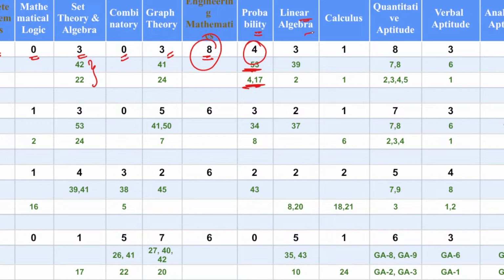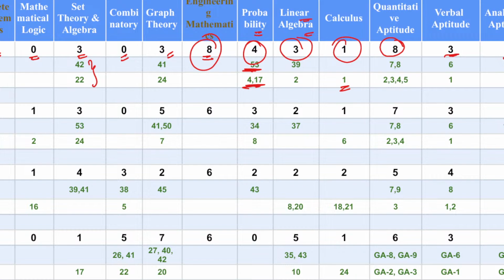After that, linear algebra, if you see, so 3 marks, okay, 39th and 2nd question. And calculus, if we talk about, so just 1 question came. All right, everyone. And quantitative aptitude, if you talk, so just 8 mark question came, right, everyone. And it was 7, 8 and 2, 3, 4, 5. Verbal aptitude came for 3 marks, which is 6 and 1. After that, analytical aptitude, no questions came from that. Spatial aptitude, so for 4 mark it came, okay, 2 questions, 9 and 10.